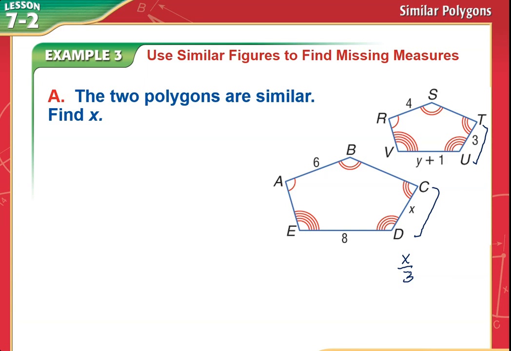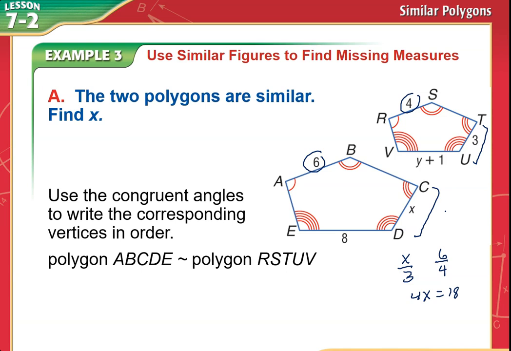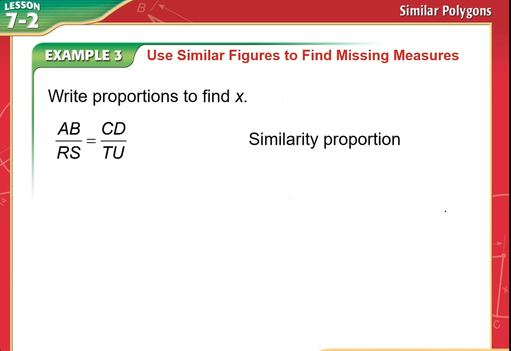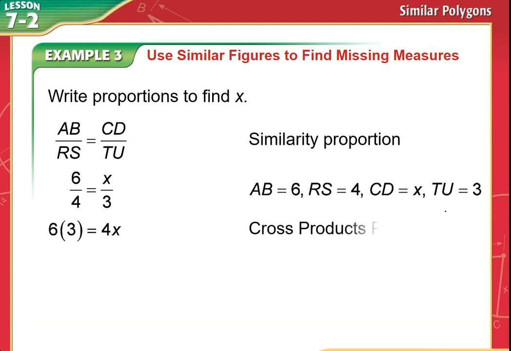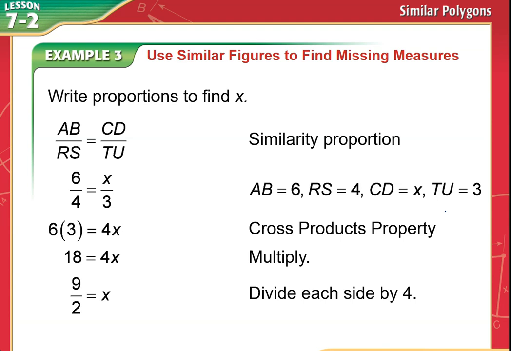But we need to find one that has two things here. Well, we have a 6 here, and we have a 4. So we can compare 6 to 4. We have to go from the 6 on top because we start with the x on top. So 6 is to 4. There we go. We could say that 4x equals 18. And then we divide by 4 to solve for x, and you get 9/2.